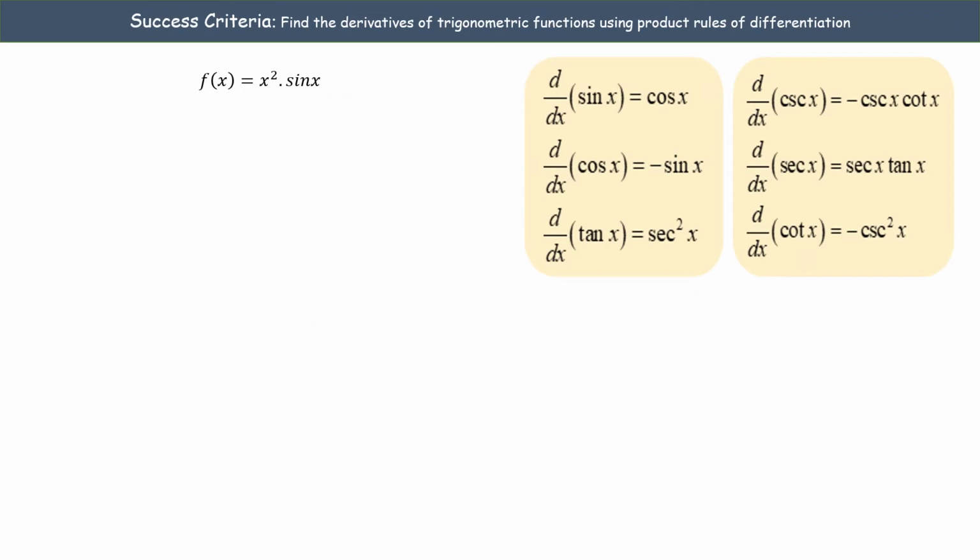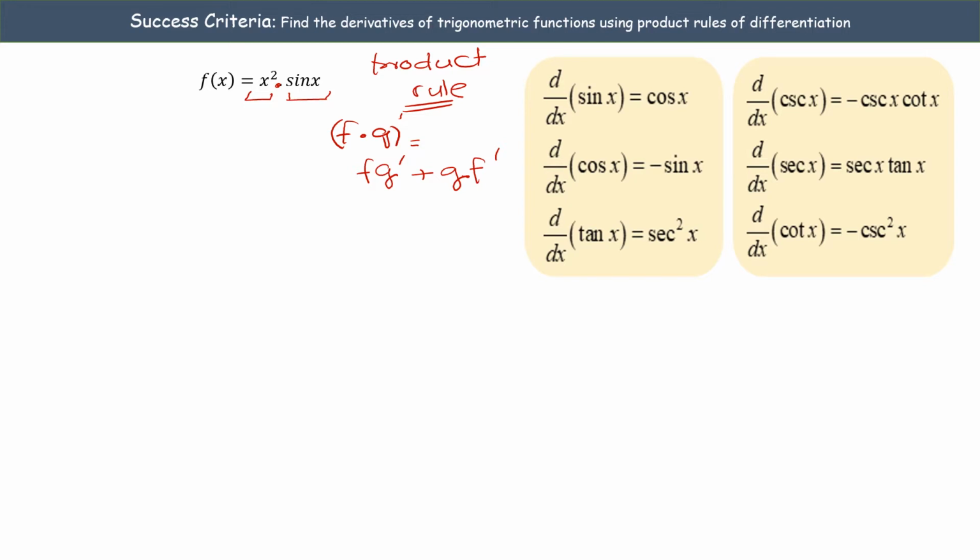When any question is given to you, the first thing is to analyze the function. Here you can see that the two functions are multiplying with each other. So the first thing that comes to mind is to apply the product rule of differentiation. According to the product rule, if two functions, namely f and g, are multiplying with each other, their derivative will be given as: write the first function, take the derivative of the second function, then put the plus sign, write the second function as it is, and take the derivative of the first function.